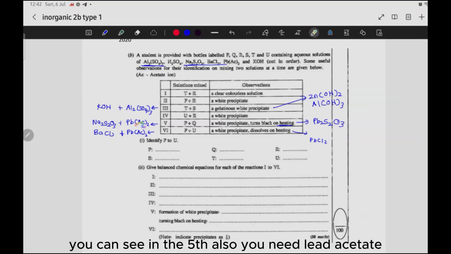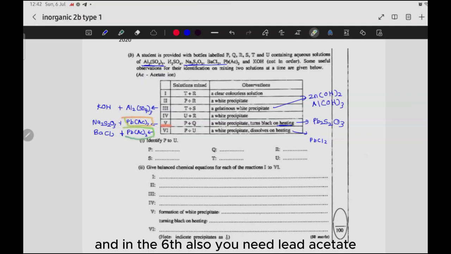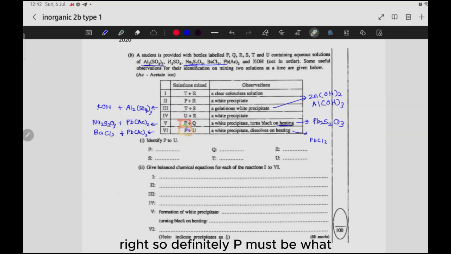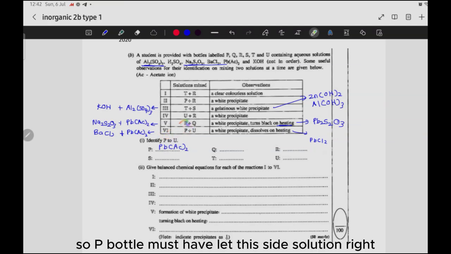You can see in the fifth also you need lead acetate, and in the sixth also you need lead acetate. So here you have used P 2 times, right? So definitely P must be what? Lead acetate, right? P must have lead acetate. That is from general knowledge you can see. Here also lead acetate used, here also you have used lead acetate, right? Here also you have used P test tube, here also you have used P bottle, right? So P bottle must have lead acetate solution, right?